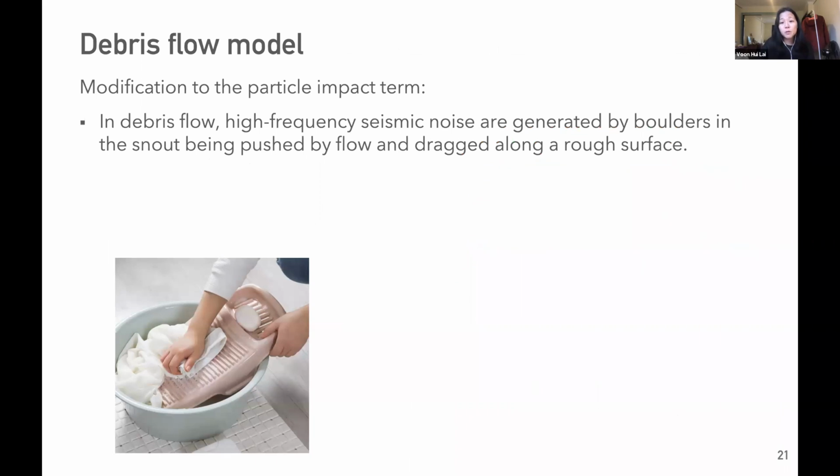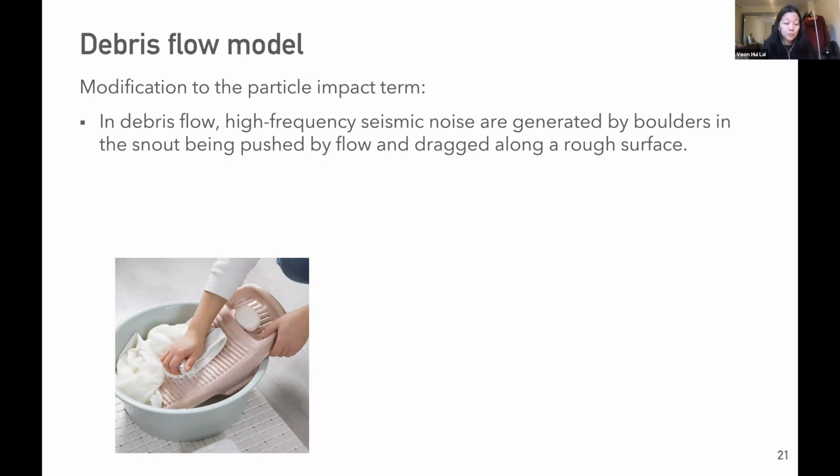So debris flow is slightly different from a river model in terms of how the particles impart forces on the bedrock and the rate of impact. So in debris flow, the boulders in the snout are being pushed by the flow behind and dragged along a rough surface. So you can imagine this is like a washboard, and maybe perhaps not, since we don't use this anymore, where a fabric is dragged along the groove, dragged over the grooves.